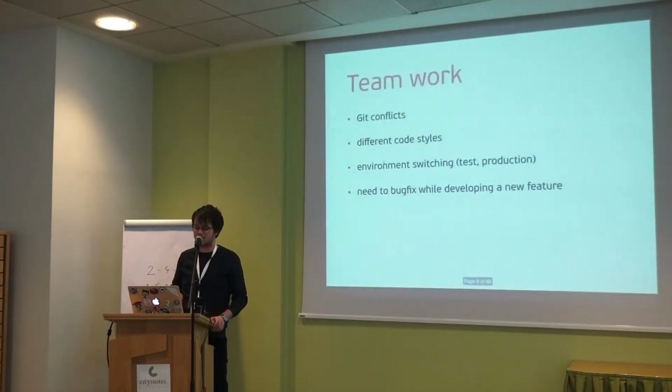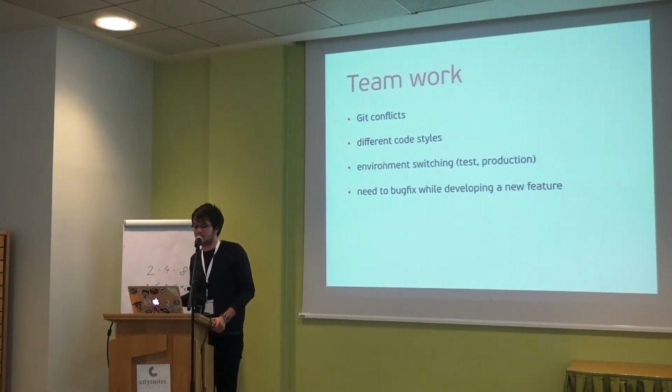And we quickly got a lot of problems with Git conflicts. Every developer had its own code style, so they used a different logic to solve business problems. They have different patterns for method naming and variable naming.